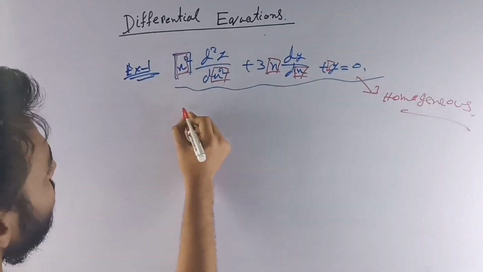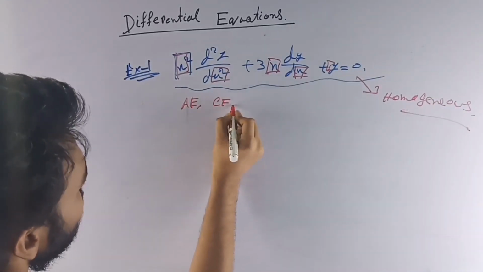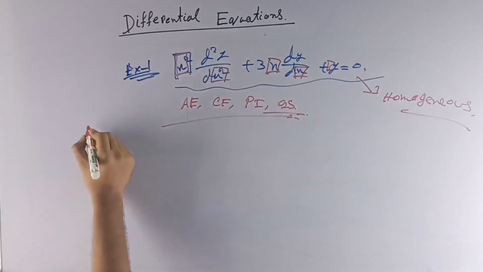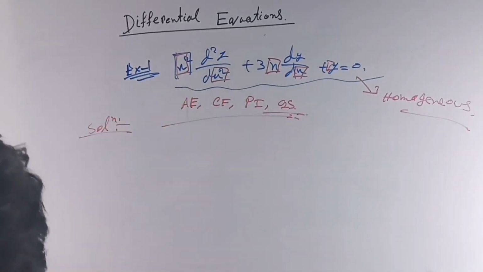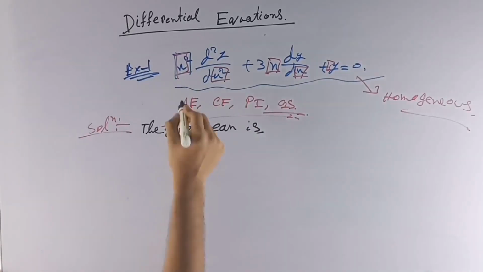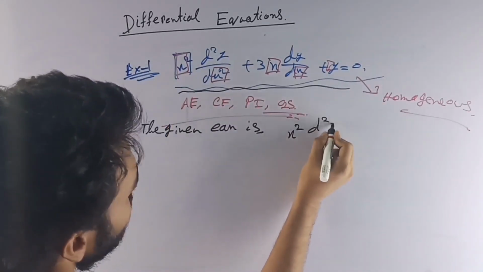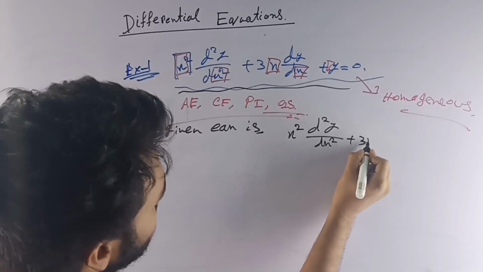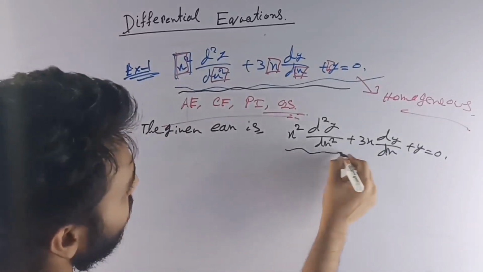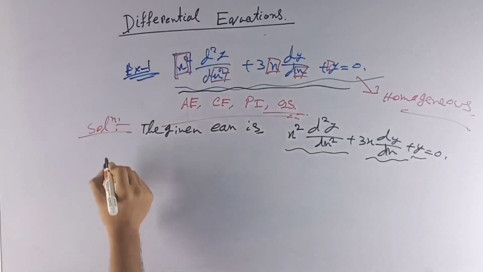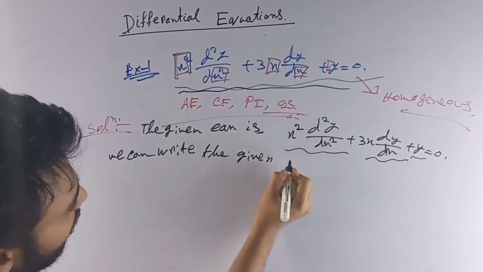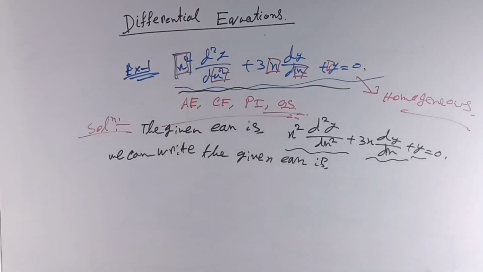And this equation is homogeneous as well: x square with d2y by dx2 in the denominator, and again 3x with dx in the denominator. So now first of all, watch this: the AE, CF, PI and GS. AE means auxiliary equation. Please tell me in the comment box what AE equals. Now the given equation is this, I also write it here.